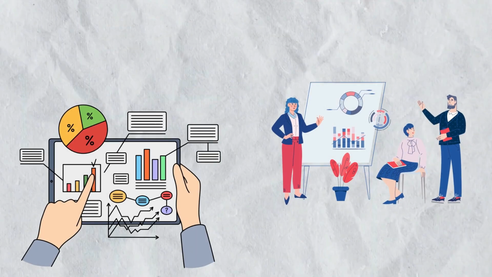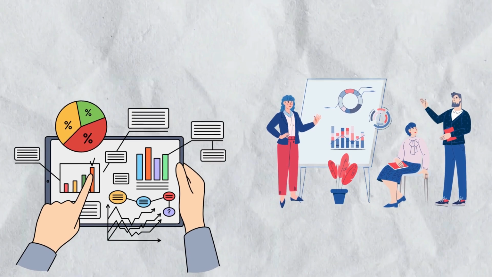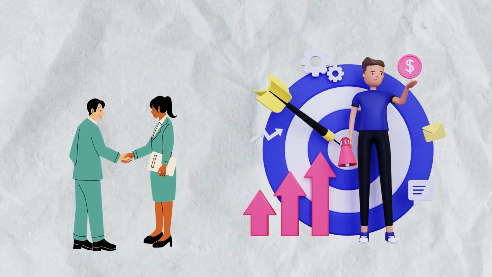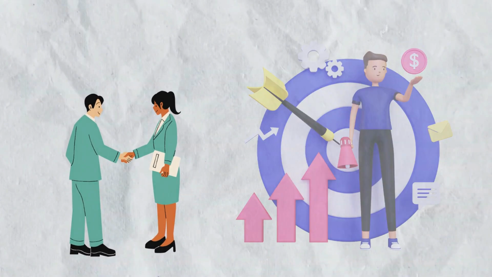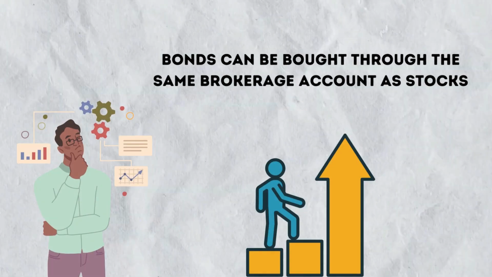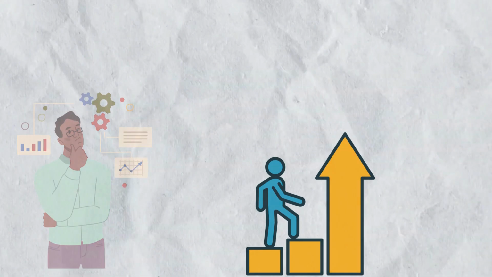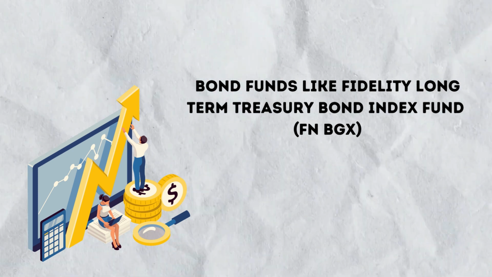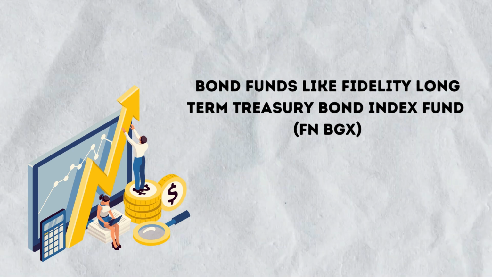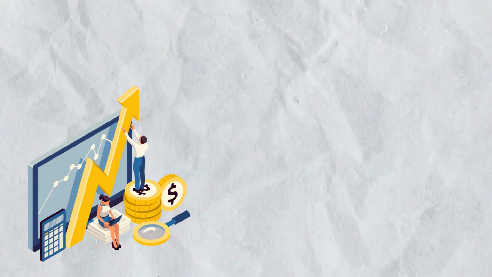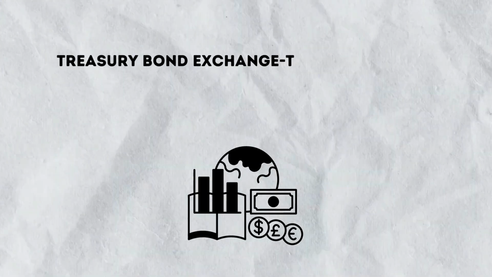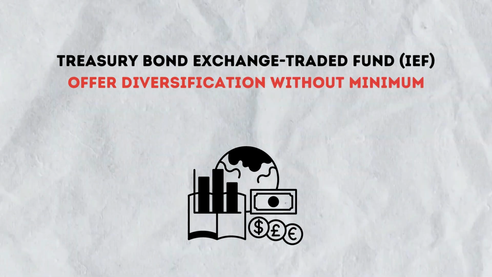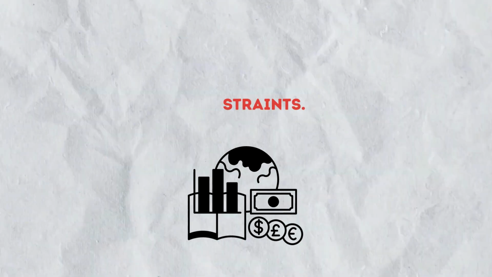Bonds are generally safer than stocks, but with less growth potential. Allocate most funds to stocks, especially for young investors. Bonds can be bought through the same brokerage account as stocks, with a minimum investment requirement. Alternatively, bond funds like Fidelity Long-Term Treasury Bond Index Fund or FNBGX and iShares Treasury Bond Exchange Traded Fund or IEF offer diversification without minimum constraints.